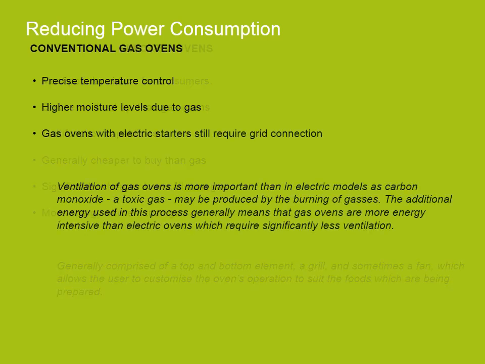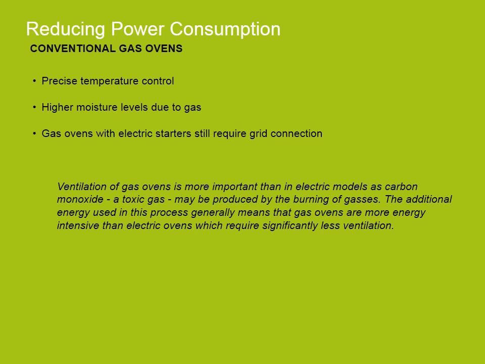Gas ovens offer precise temperature control and heat up very quickly once turned on. If the temperature needs to be raised or lowered during cooking, the actual temperature inside the oven will adjust very quickly, unlike electric ovens which need time to raise or lower their temperature.